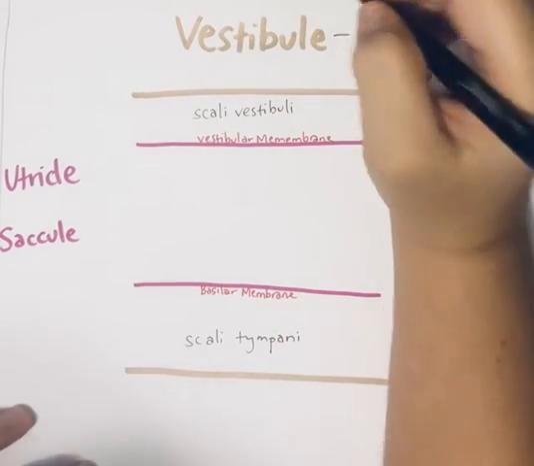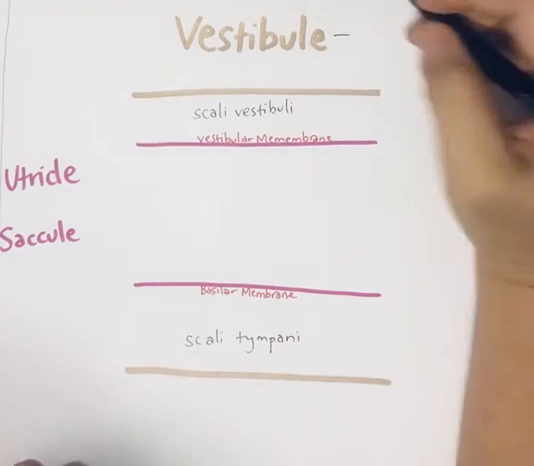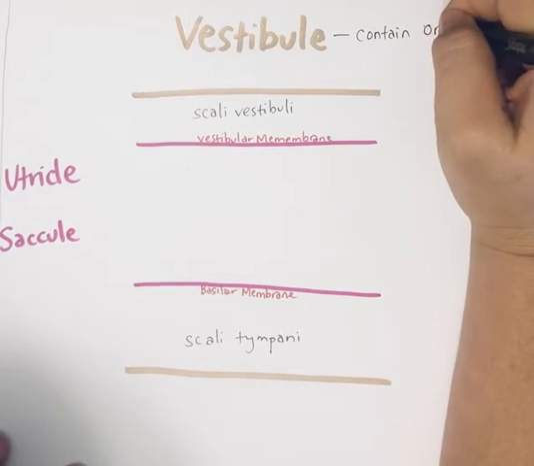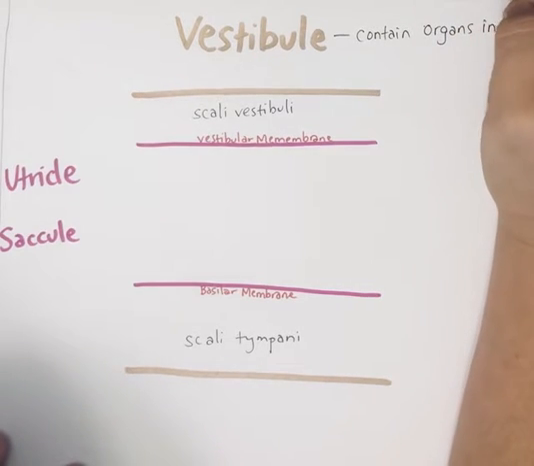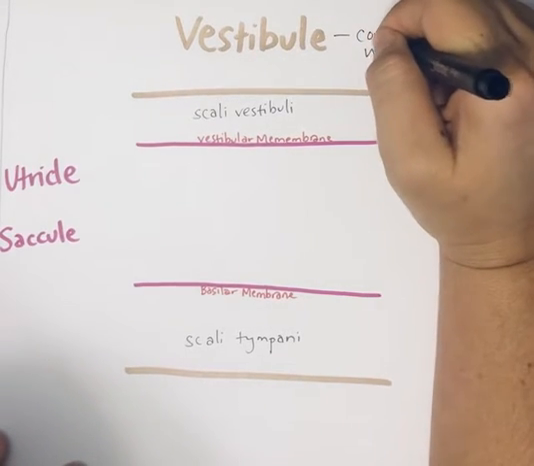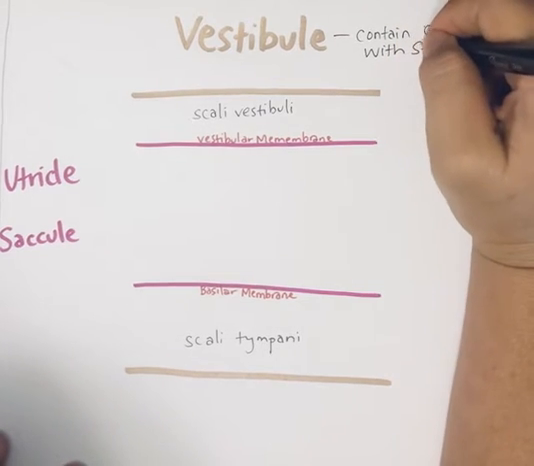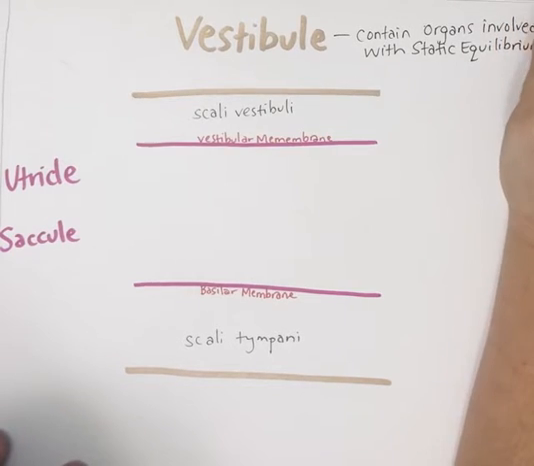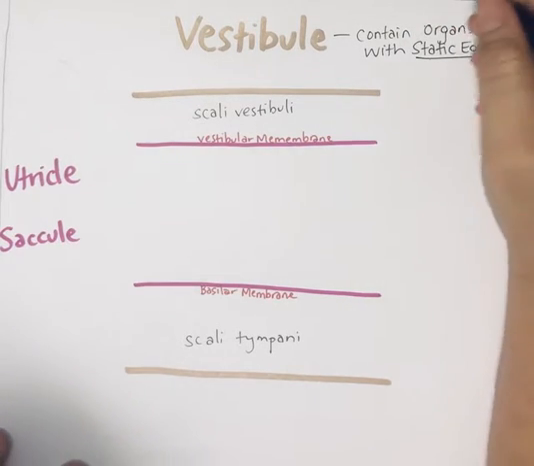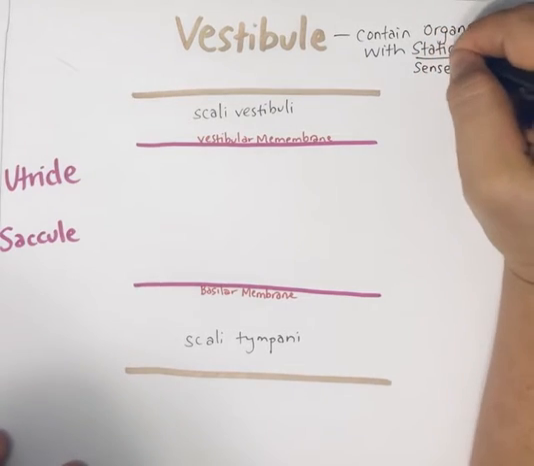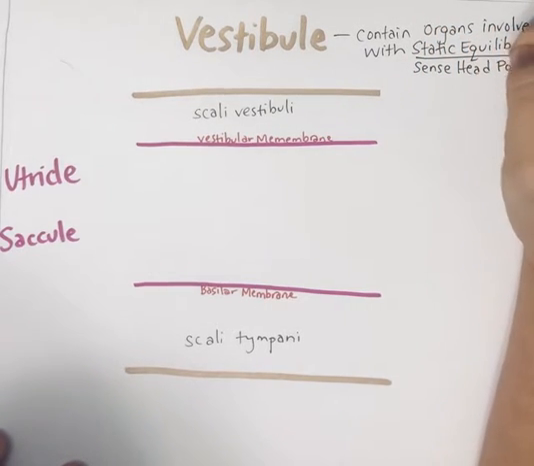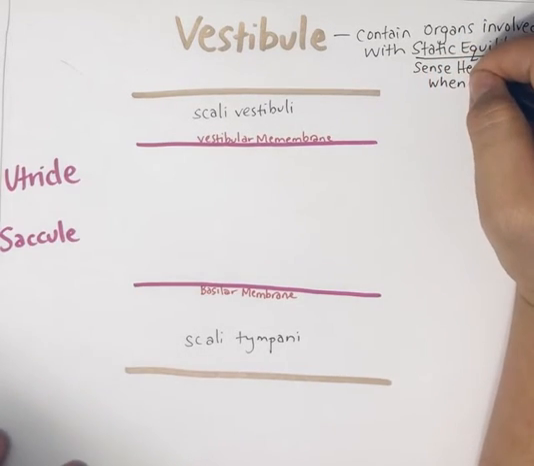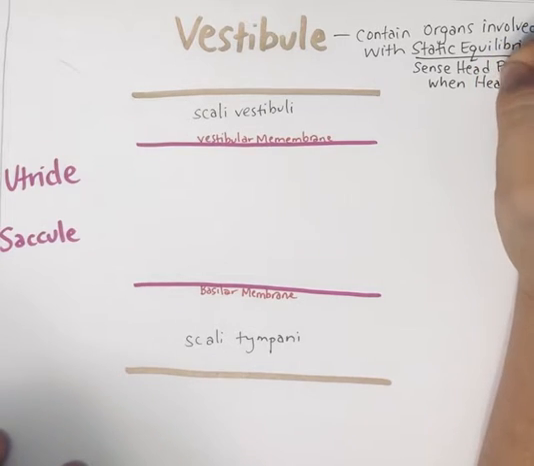Now, your vestibule is going to contain organs involved with static equilibrium. When you say static equilibrium, this is when you're sitting still only. So basically, it's going to help you sense head position when the head is tilted.